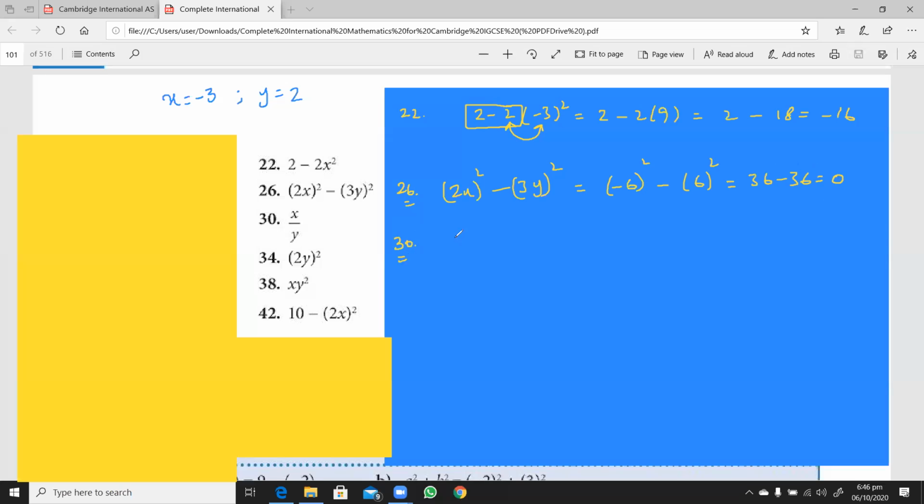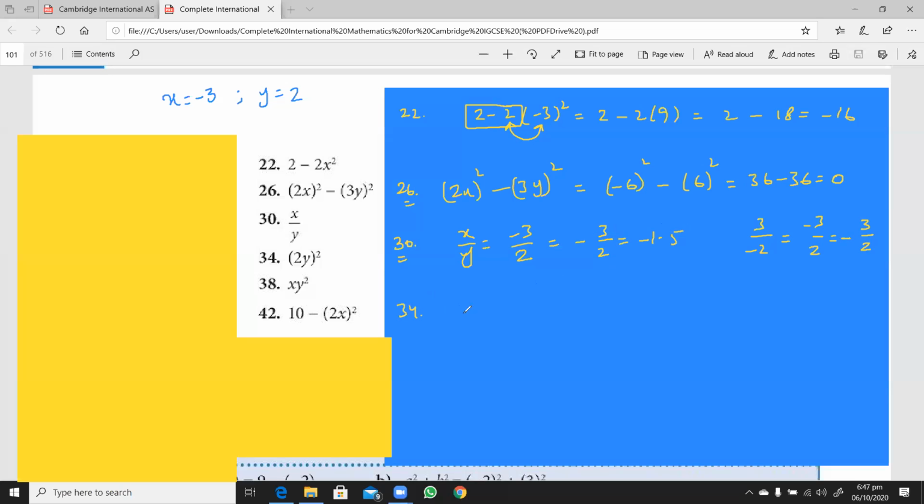Then 30th question. This is x over y. Now this is minus 3 over 2. So you can write it as minus 3 over 2. Now here you must remember that sometimes you have 3 over minus 2, or sometimes you have minus 3 over 2. They are all the same. You can even write it as minus 3 over 2. Okay? So this is minus 3 over 2, or if you want, you can write it as minus 1.5. Or you can write minus 1 whole 1 over 2 as well.